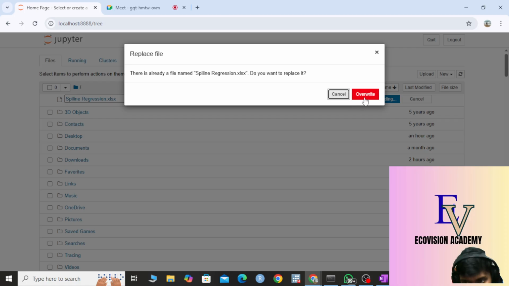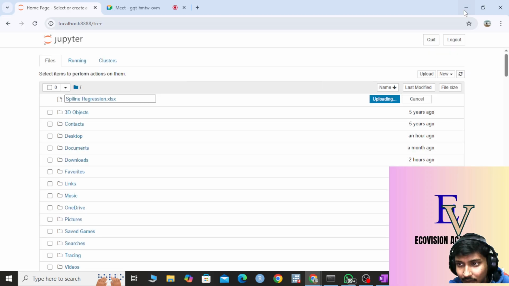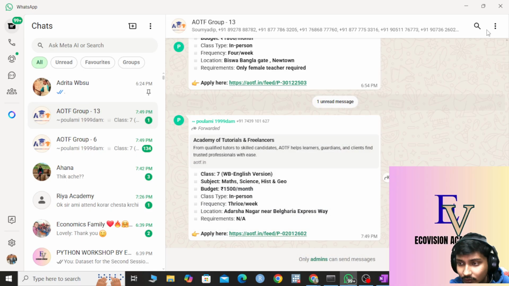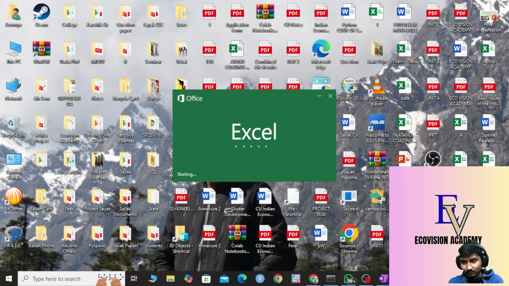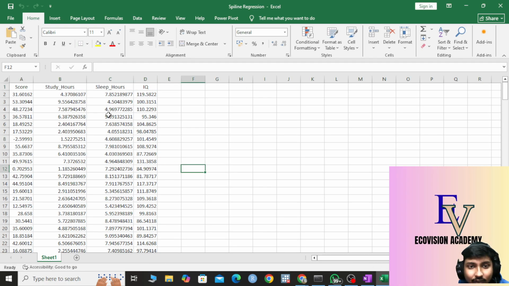If you are new, you will have an option here, upload. You just click on upload, and the data will be uploaded. It is telling me that a file named spline regression is already there. Do you want to replace it? If I click on overwrite, it will re-upload. Okay, fine. So what I do is view the data first.